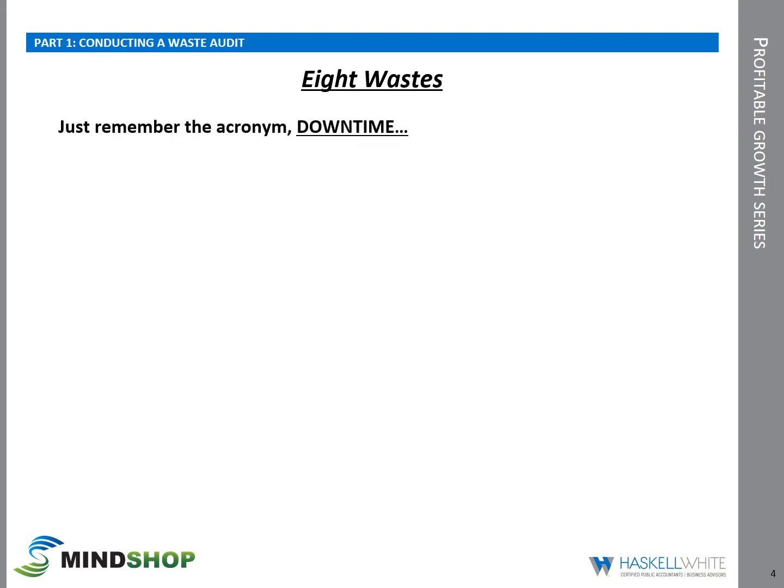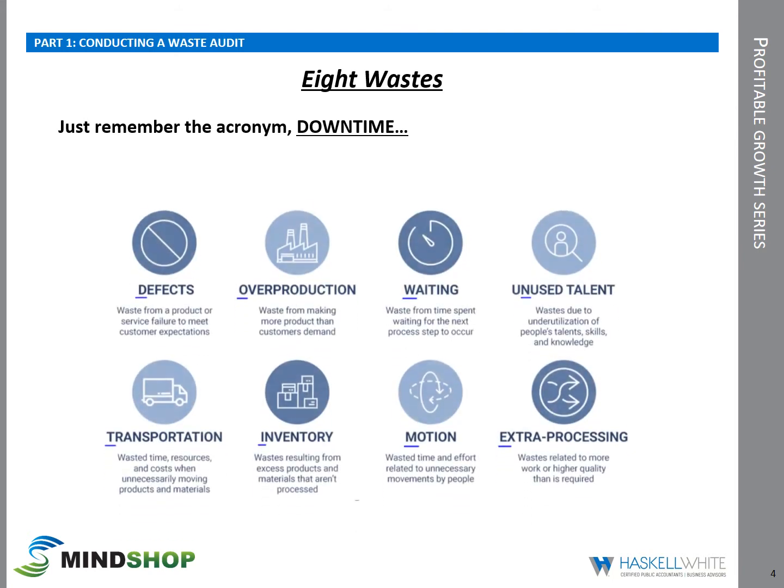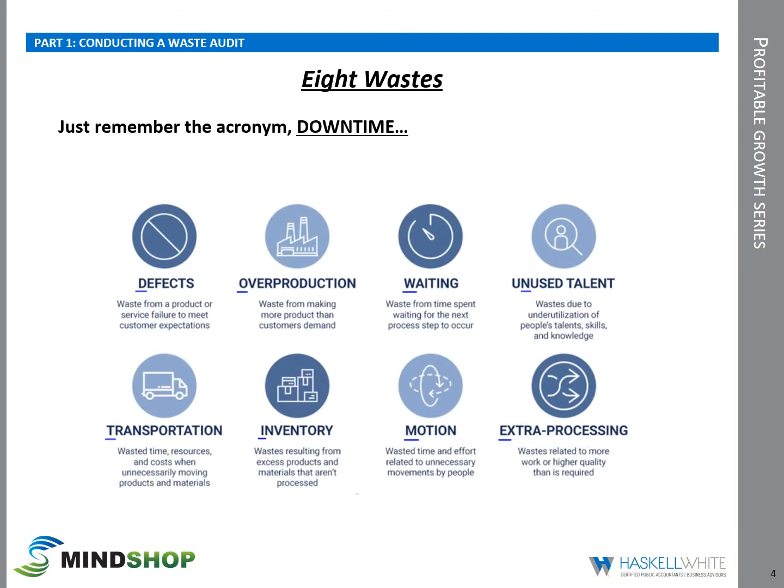The acronym to remember is downtime. The D is for defects, and this is when we fail to meet customer expectations. O is for overproduction. This is when we make more product than we can sell, or in a service business like mine, it's spending 80% of your time servicing clients that provide 20% of your profits. The W is for waiting, and this is time that's wasted because of bottlenecks.